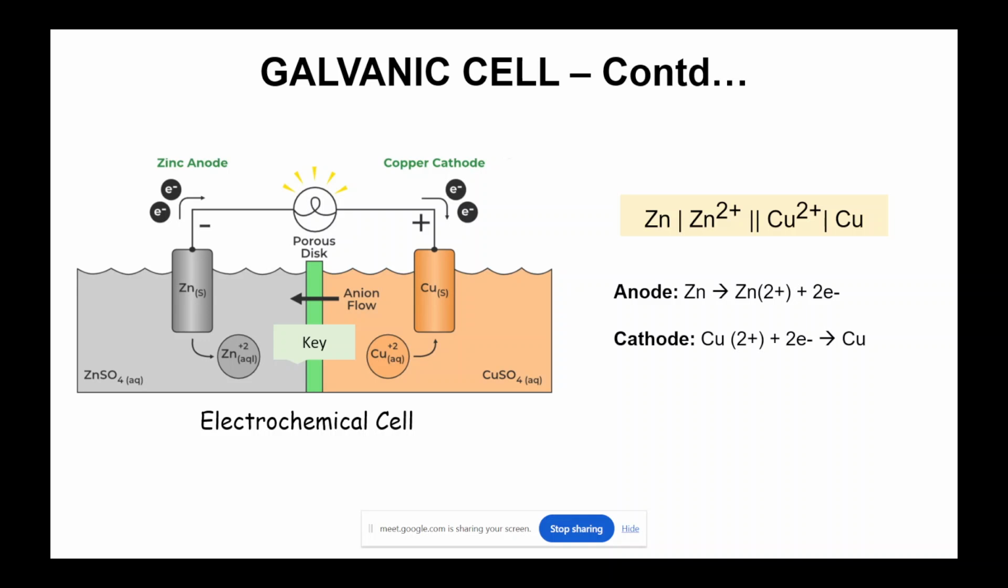We use zinc in zinc sulfate electrolyte as one compartment, separated using a porous disc, and in the second compartment you have the copper electrode in copper sulfate. Both compartments are separated using a porous disc. Here we discussed in detail what kind of reactions take place, how the redox reaction takes place at the anode and the cathode, and how overall electrical neutrality in the system is maintained.